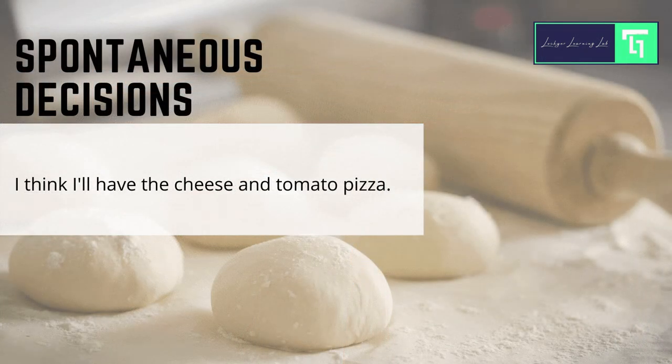We can also use will for spontaneous decisions, all right? Now this means that you make the decision as you are speaking, all right? So here we've got, I think I'll have the cheese and tomato pizza. So maybe you're in a restaurant and you're looking at the menu and you're trying to decide what to have. And so when you see what you like, you say, I think I will have the cheese and tomato pizza. So it's a decision that you make now as you are speaking.